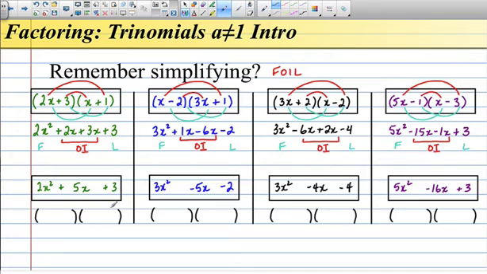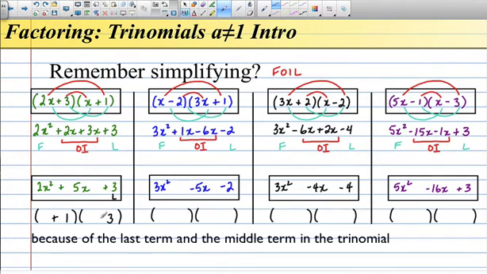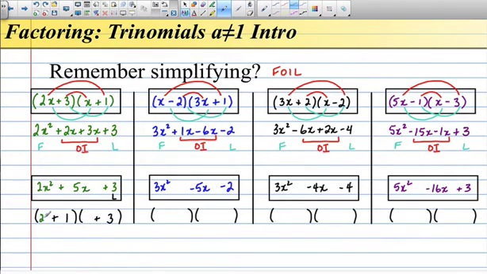So in the first case, we know the last term has to multiply to 3. So we can place the 1 and the 3 in the last position. Both of our signs are positive. We don't know where the 2x goes. Does it go there or here?